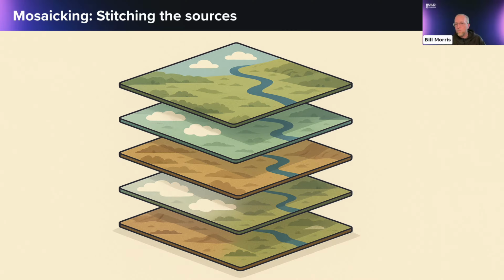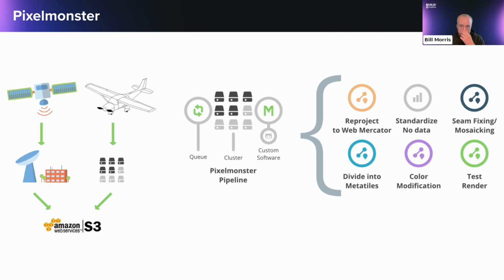So we have an intake process that goes through a combination of automatic and manual color assessment and correction. We also have this compositing phase. All of these things come together in what we call Pixel Monster, which is our imagery engine. This takes all of these sources that I've mentioned, and it ultimately creates these tile sets that are served at maximum speed.